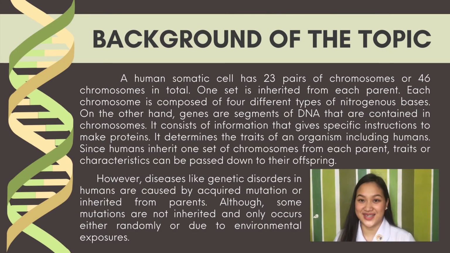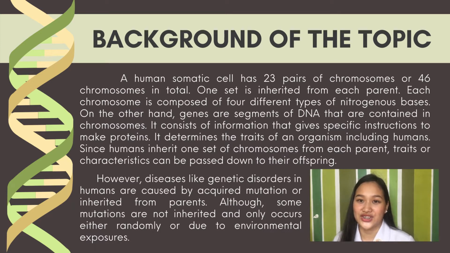The human somatic cell contains two sets of chromosomes, making it diploid. To be specific, a human somatic cell has 23 pairs of chromosomes, or 46 chromosomes in total. One set is inherited from each parent. Each chromosome is composed of four different types of deoxyribonucleic acid, or DNA, nitrogenous bases.